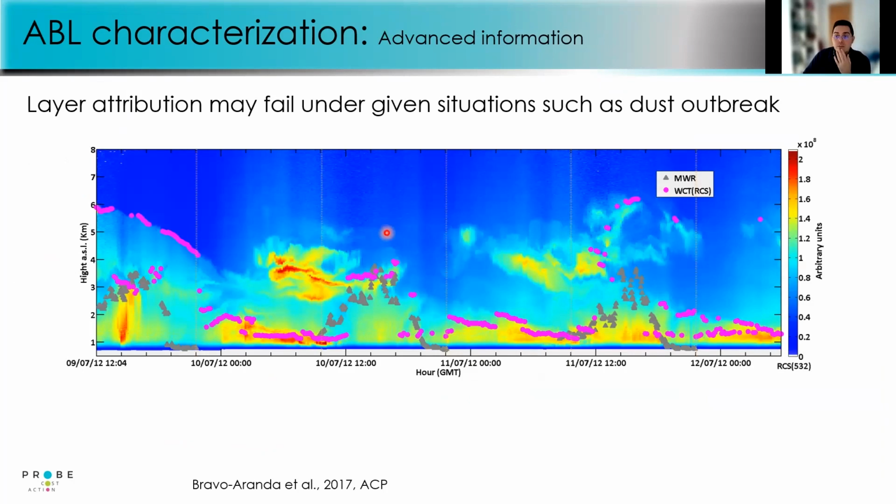But the layer attribution may fail under given situations, such as a dust outbreak. These are 3 days of evolution of the range-corrected signal, and we can see in pink the wavelet covariance transform, the ABL height determined with the wavelet covariance transform, and the gray triangles are the ABL height according to the microwave radiometer. And we can see here how the wavelet method determined as ABL the top of the dust layer, which is not indeed the final ABL.